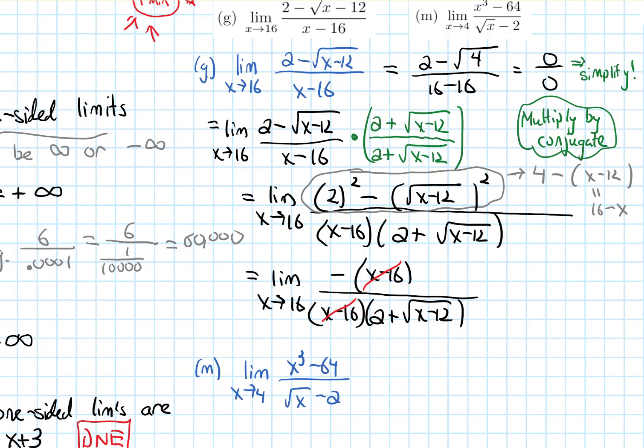So they cancel, and after they cancel, now let's try to plug in. I'm left with negative 1 on the top. And on the bottom, I'll get 2 plus square root of 16 minus 12, so that's root 4. So this equals negative 1 over 4. And that is our answer.